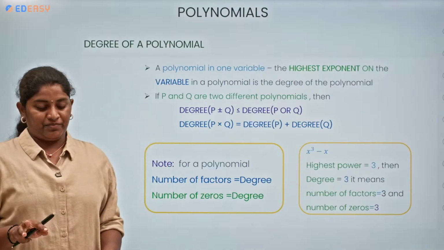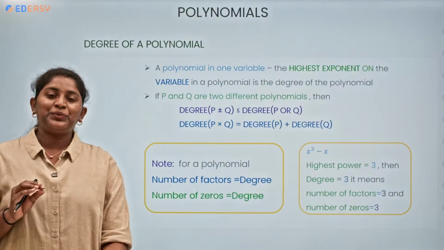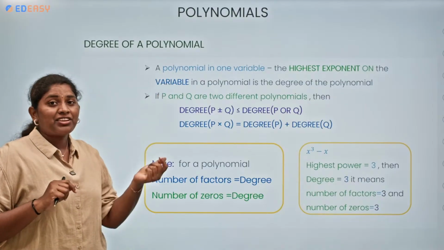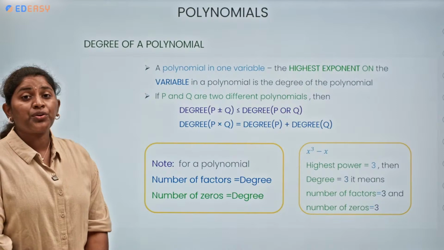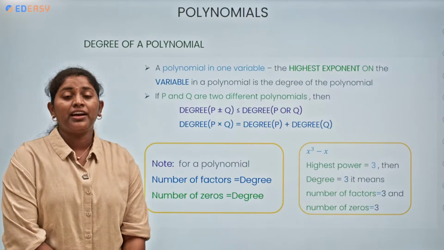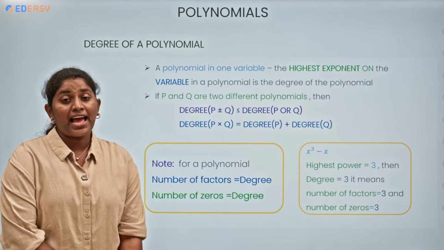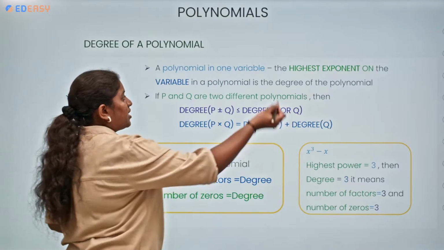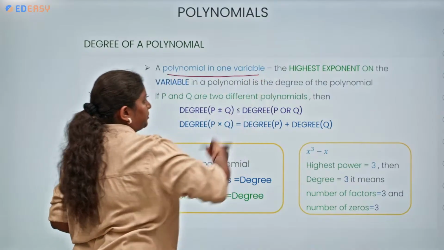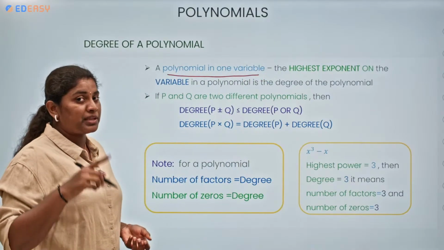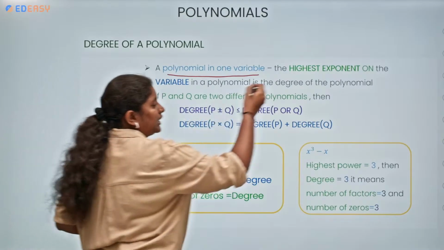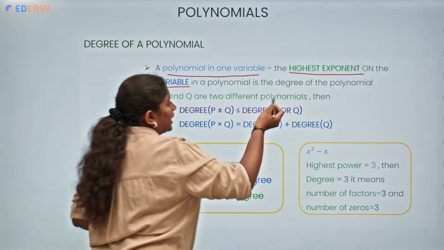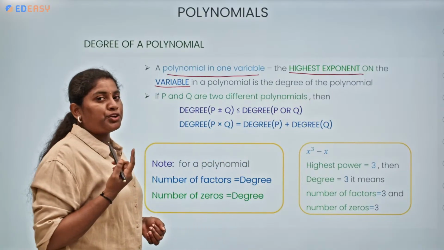Next is your degree. Very simple concept, but we have applications. Don't worry. If we have the highest power, it means you are going to consider the highest exponent of the given polynomial as the degree of the polynomial. So simply, what is the degree? For a polynomial in one variable, the highest exponent on the variable is the degree of the polynomial.